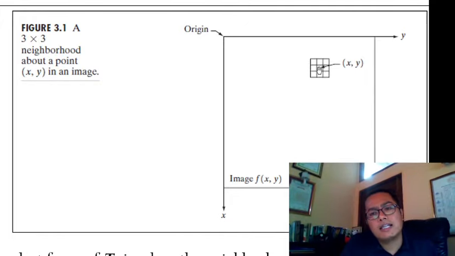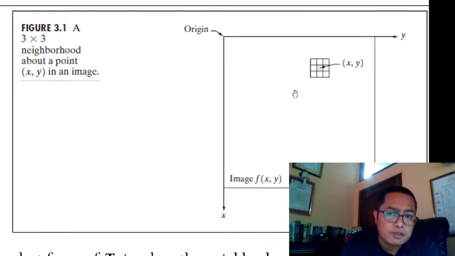So if enhancing x and y only needs x and y, only this point P, if you need only this point P to process, it's called point processing. But to process this pixel, if you need all its neighborhood, then it's called neighborhood processing.